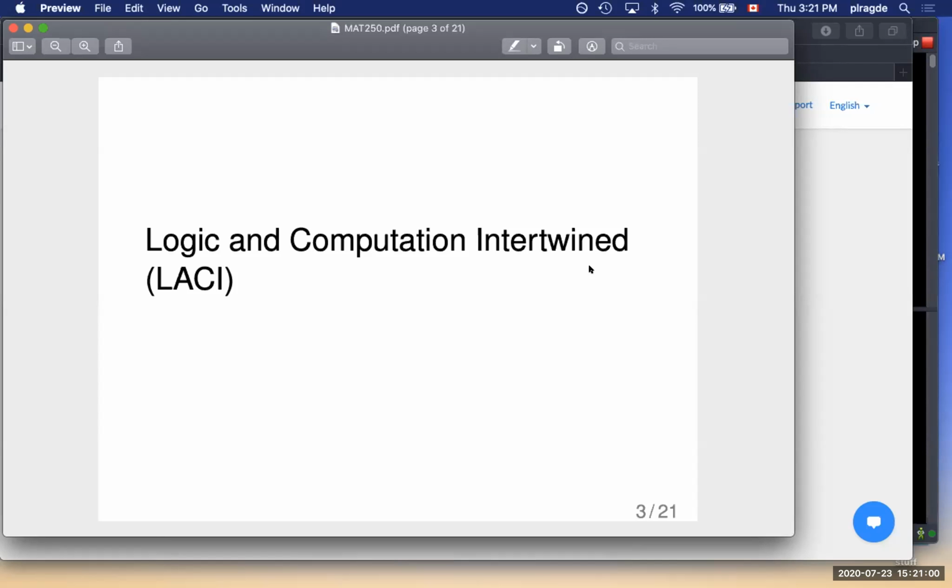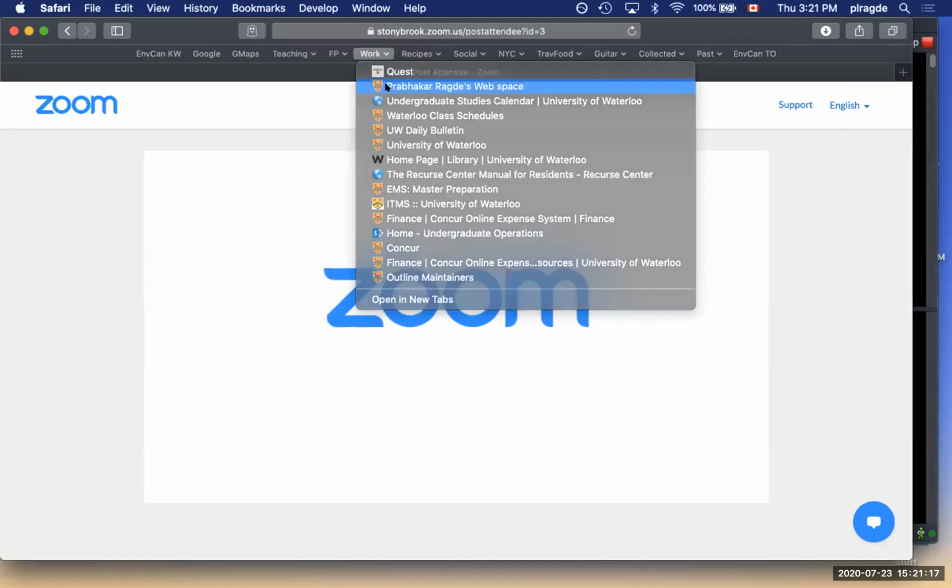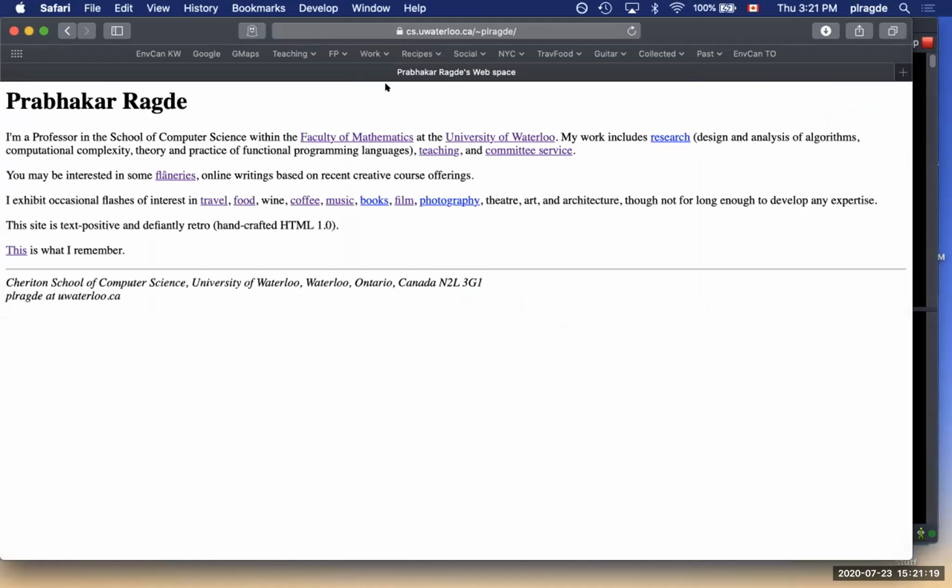So it's going to be a resource for you when you do this next part of the course. It's called Logic and Computation Intertwined. So let's take a look at it. I'm sure Taras has sent you a link, but if you lose that link, my name is pretty distinctive, and if you search for my webpage, you'll find it.